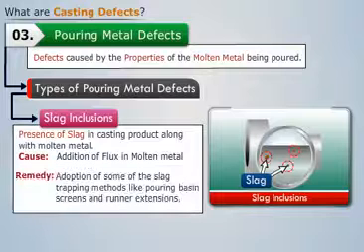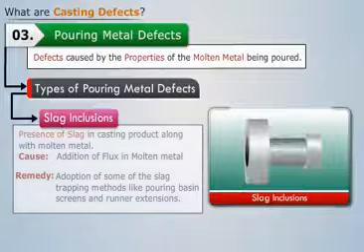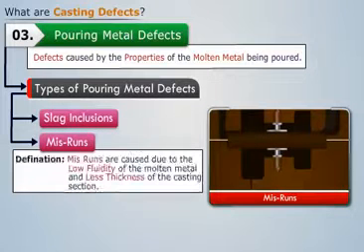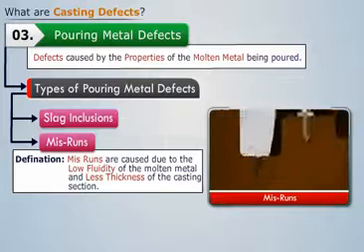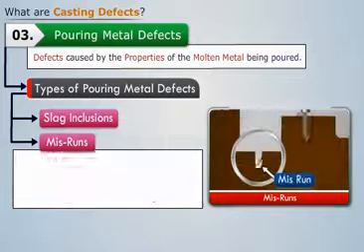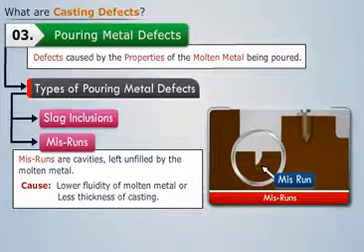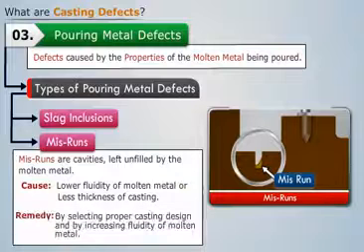Adoption of some of the slag trapping methods like pouring basin screens and runner extensions eliminates the possibility of slag inclusions. Misruns are caused due to the low fluidity of the molten metal and less thickness of the casting section. Misruns are formed when molten metal does not fill the mold cavity completely, thus leaving unfilled cavities. Misruns are eliminated by selecting proper casting design and by increasing fluidity of molten metal.